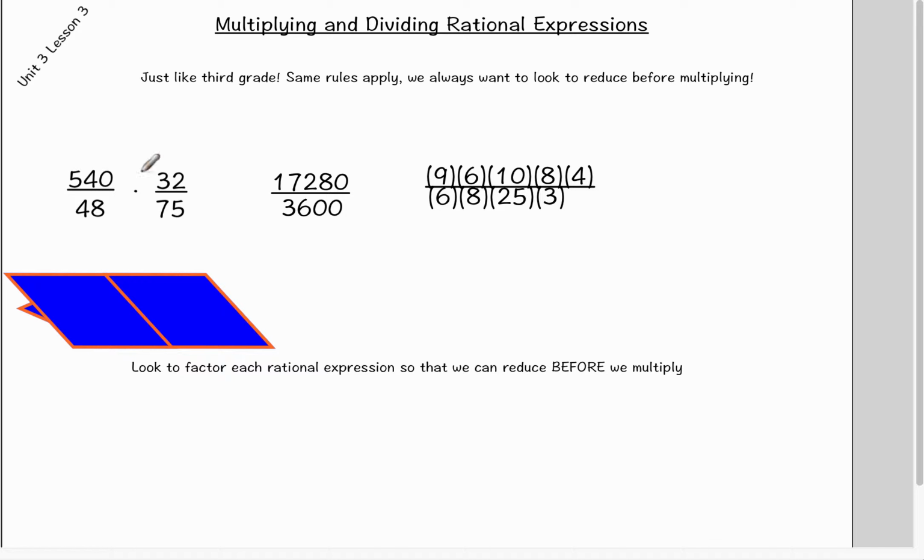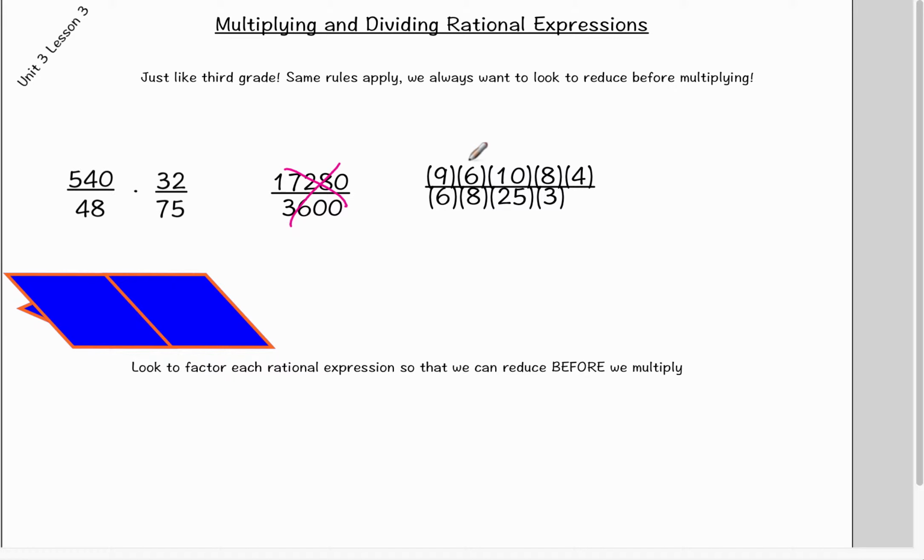So 540, in your mind, you should think, oh, that's 54, so that's 9 times 60. And then 60 can get broken down into 6 times 10. So 9 times 6 times 10 is 540. And then 32 can get broken down into 8 times 4, or 16 times 2, or whatever you see. But you've got to see them as factors. Same with 48, which gets broken down to 6 times 8, and 75 gets broken down into 25 times 3. Now I've got their components, their factors, and it can cancel and make these big numbers go bye-bye.